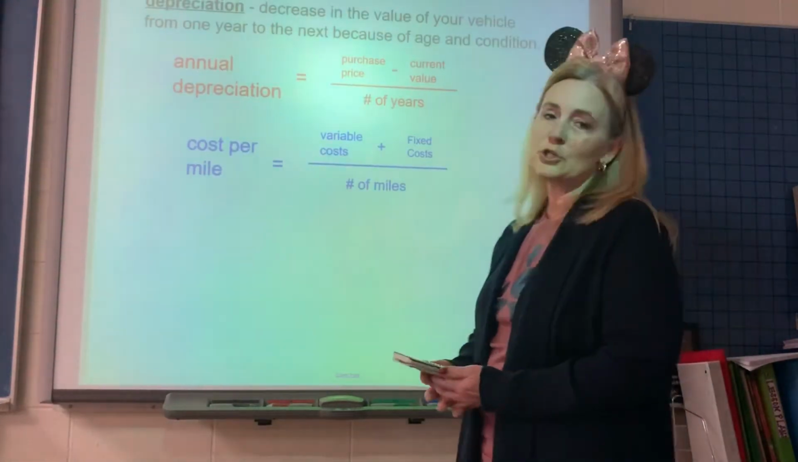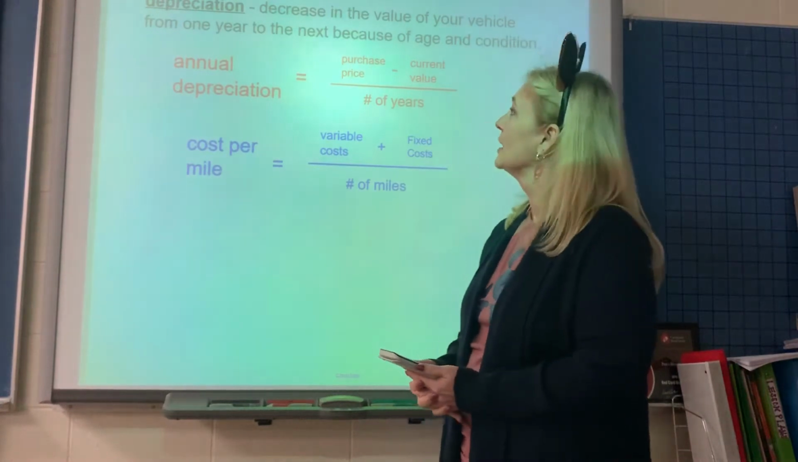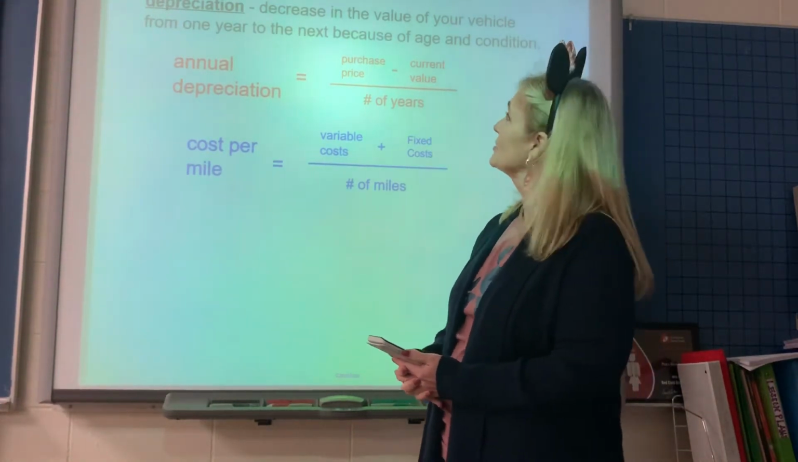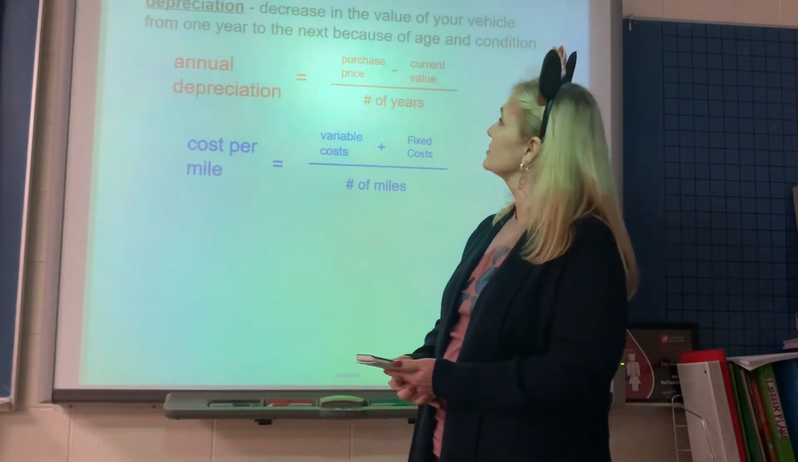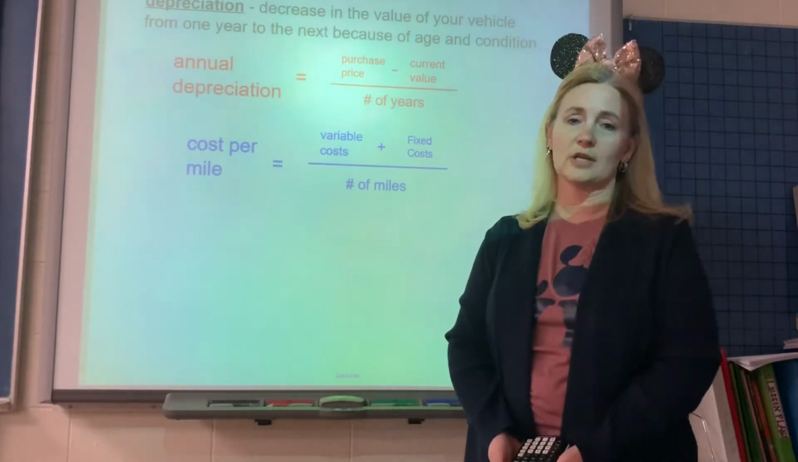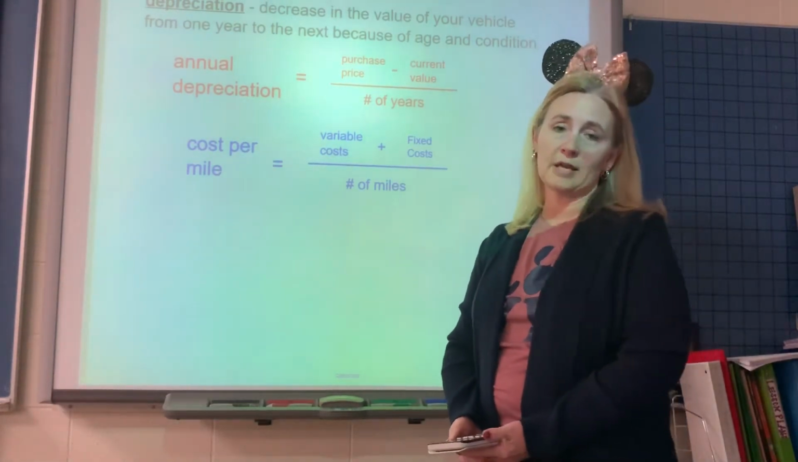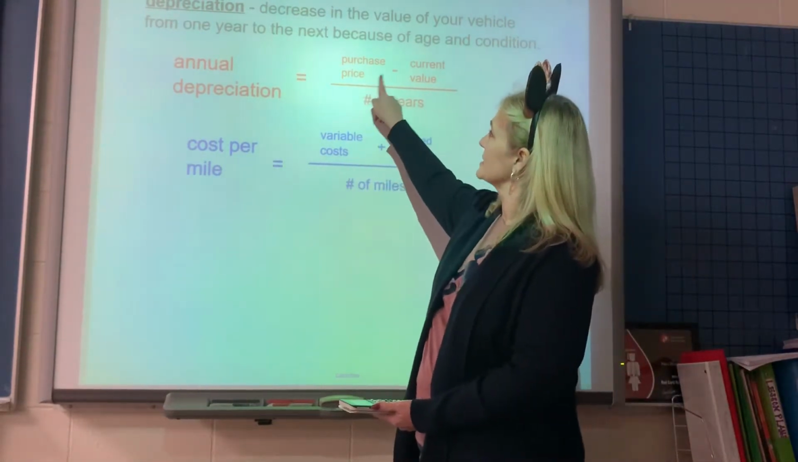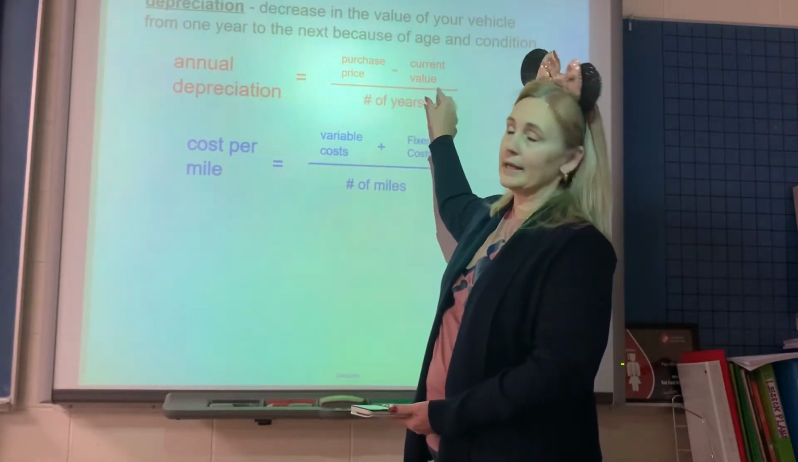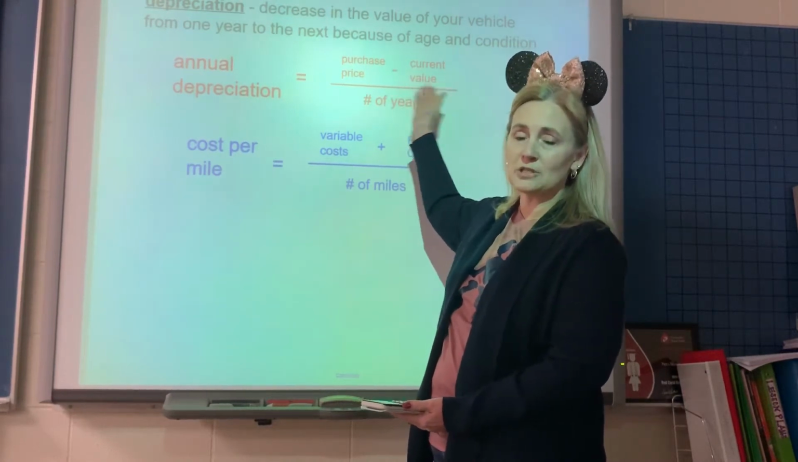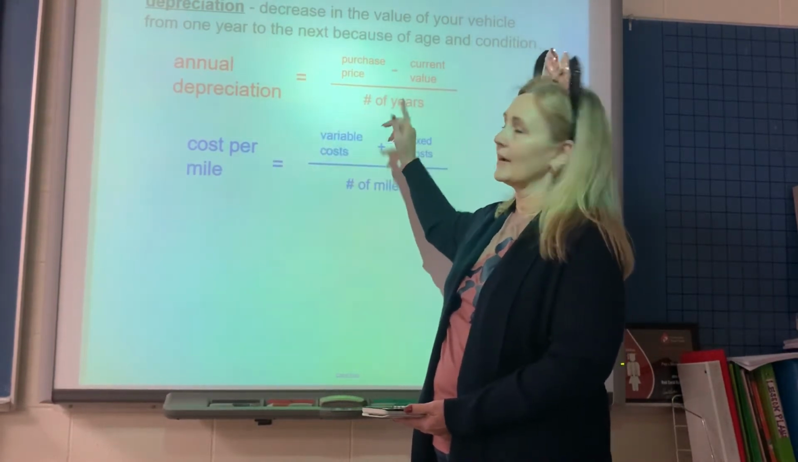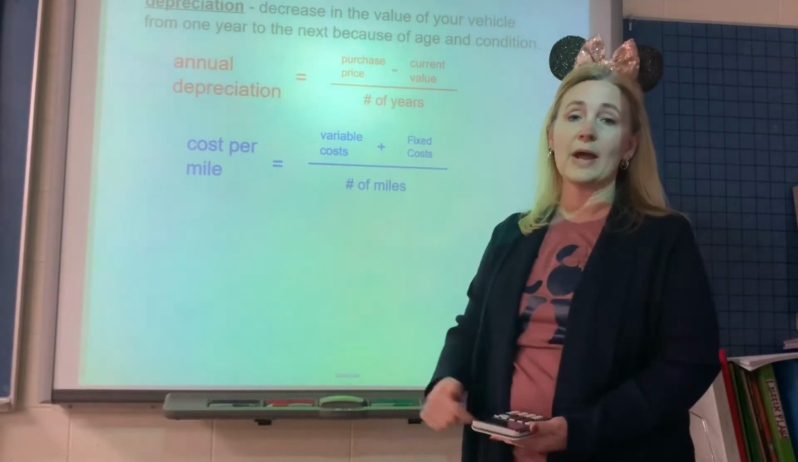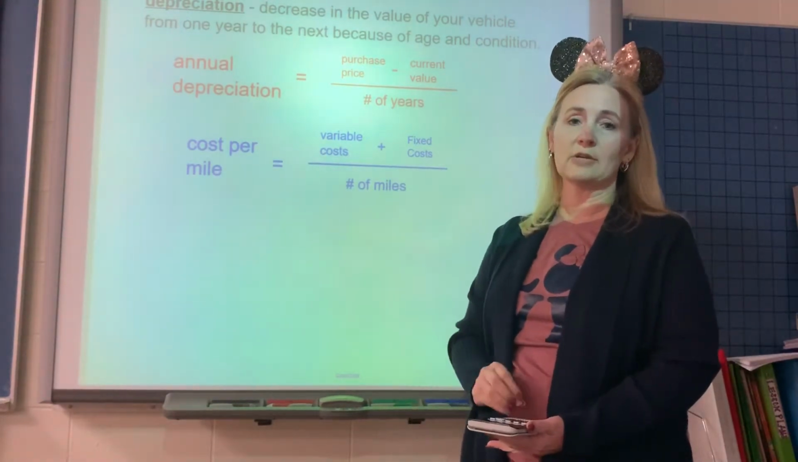Okay, so depreciation. Here's a formula for depreciation. Depreciation is the decrease in value of your vehicle from one year to the next because of age and condition. So cars depreciate the older they get and the more they get used. So annual depreciation will be your purchase price minus the current value. Get that total, in other words how much the value has decreased, and divide by the number of years that you've had your car. That would be your annual depreciation. How much is it going down each year?